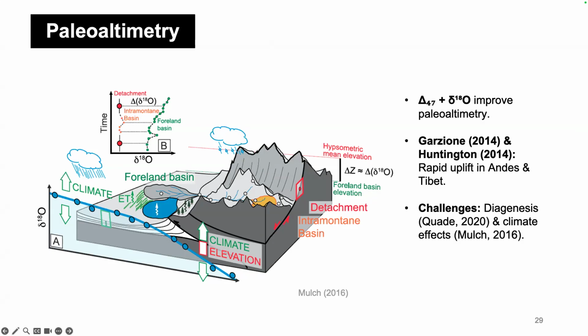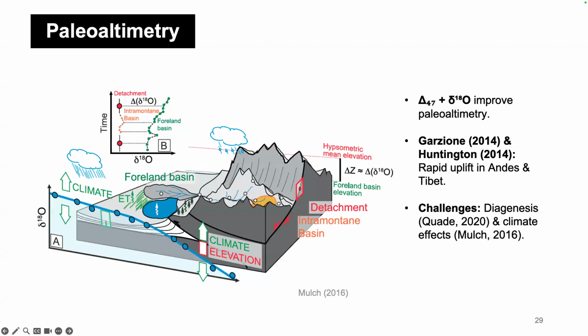This figure by Mulch 2016 illustrates two paleoaltimetry methods. In A, delta 18O decreases with elevation as the orographic gradient influences climate shifts. In B, the delta approach compares delta 18O between lowland and highland sites to separate uplift from climate effects.